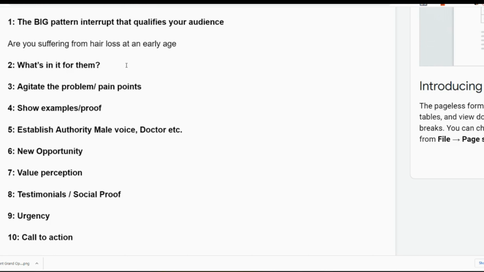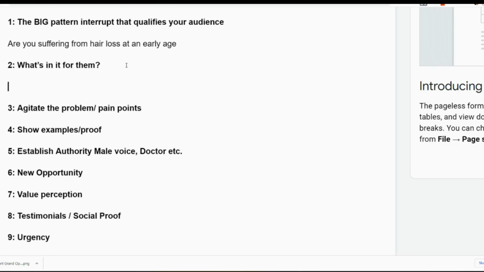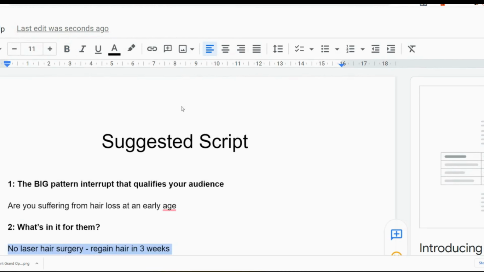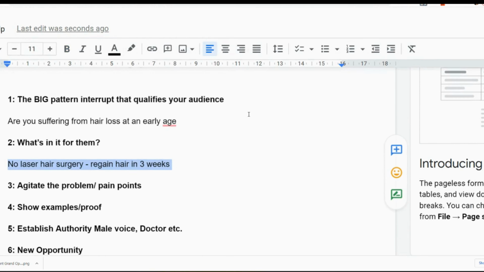Then you want to say what's in it for them, so the benefits. You could say no laser hair surgery, like whatever the claims are in the VSL. You would say regain hair in 3 weeks, or whatever the benefits are in the VSL. So you must study the VSL, because otherwise you're not going to be able to learn everything about this product.